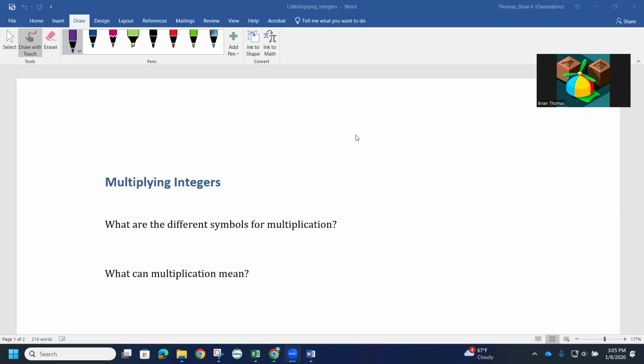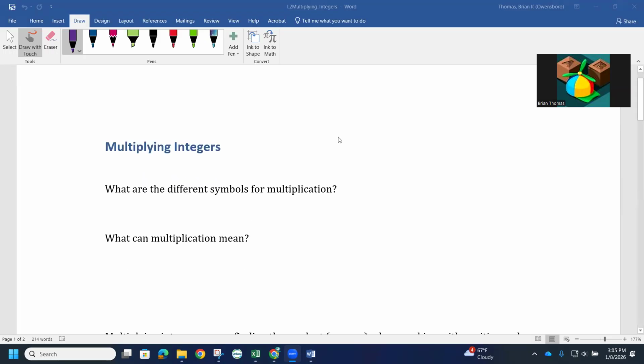This time I want to look at multiplying integers. One of the first things I have to understand is, what are the different symbols for multiplication when we did it on paper? For us, early on we used the X as the multiplication symbol. Then we used the dot. And then what we're going to use mostly here in our course is parentheses for multiplication.